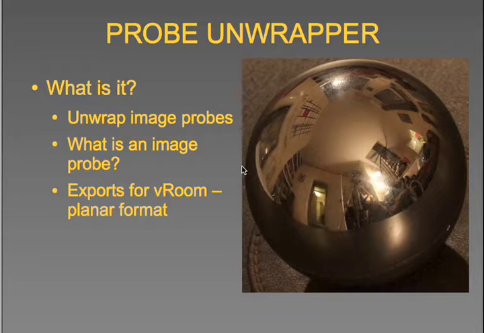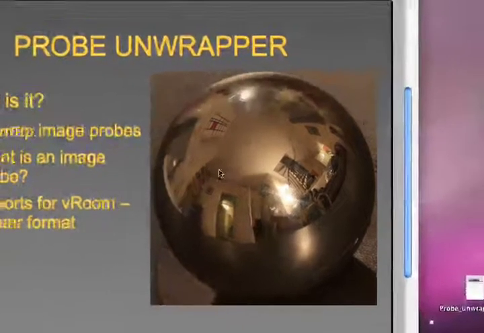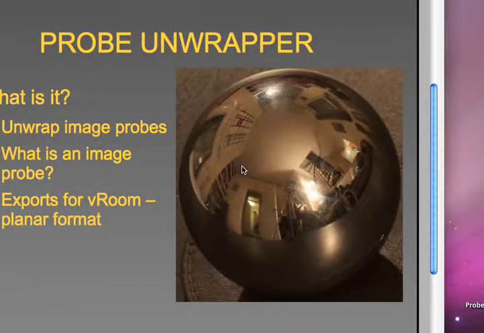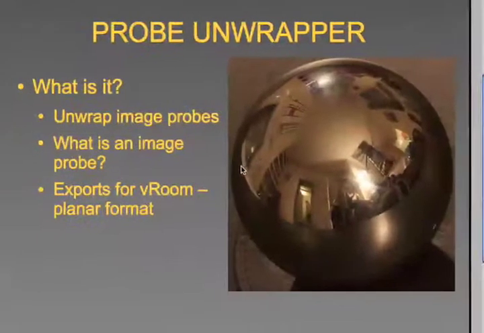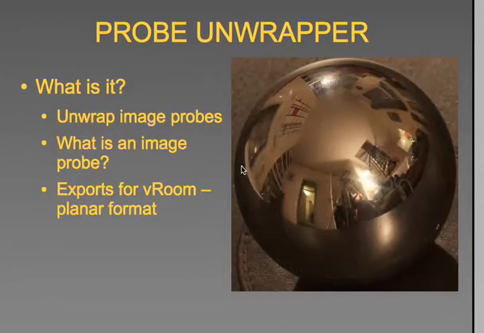An image probe is just a photo of a reflective sphere. In the example here, you can see, it uses a 3-inch diameter ball bearing. Now this gives us a 360-degree field of view of the room that's actually reflected in the sphere.